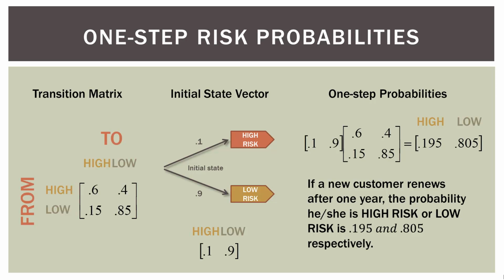And that's pretty cool. So if we're sitting at the desk and someone walks in, we know based on probabilities out in the general population and the probabilities internal to our company, which category this driver is likely to be in next year when they renew. So that's our one-step probability.